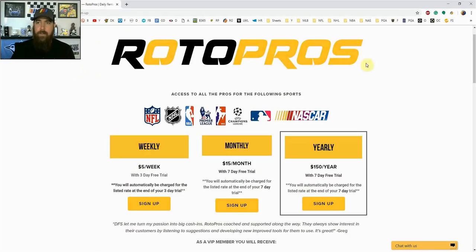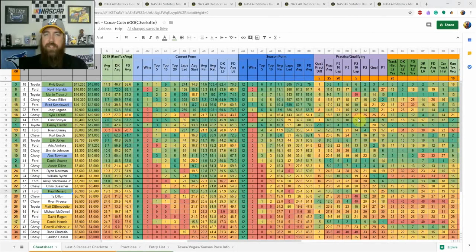With that, let's jump into this week's picks. This week, the Monster Energy NASCAR Cup Series stays in Charlotte after the All-Star race last week for the longest race of the season, the Coca-Cola 600. So Charlotte Motor Speedway, a mile and a half intermediate track.